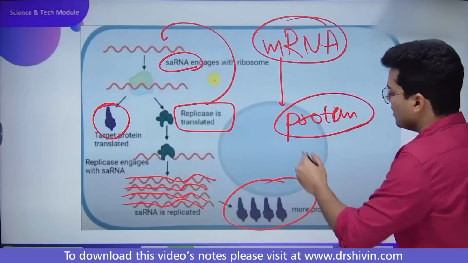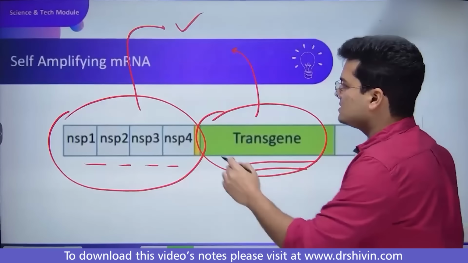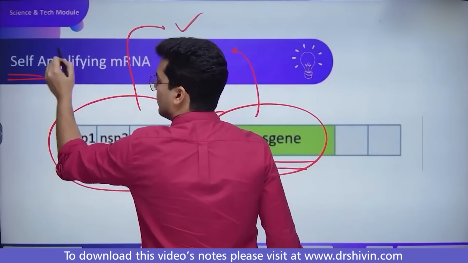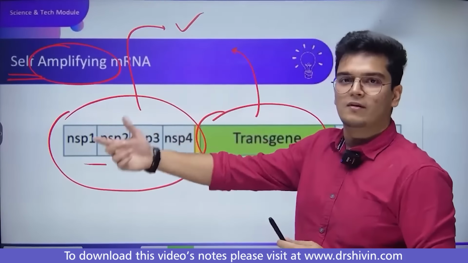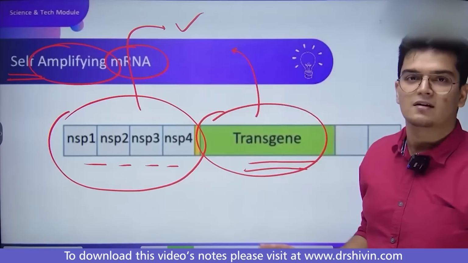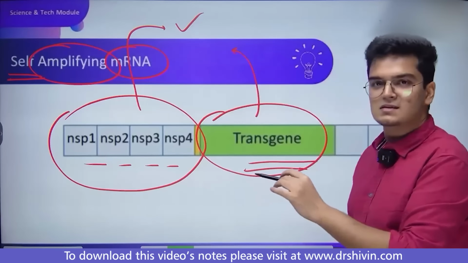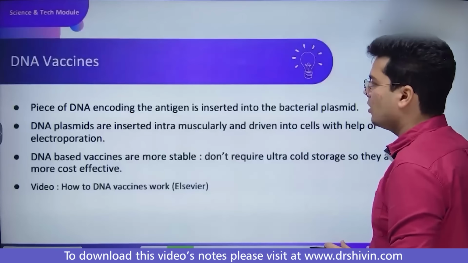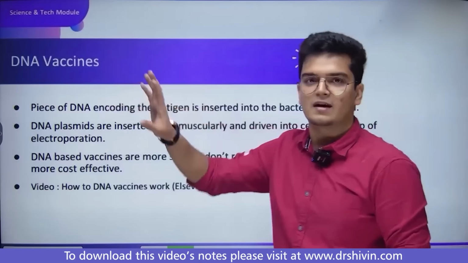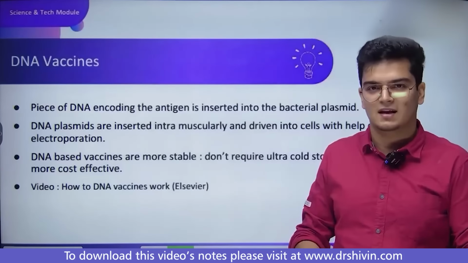This is a new type of technology called self-amplifying. Let's break down the word. Self-amplifying: that which keeps increasing itself, copying itself and increasing its own number. Self-amplifying mRNA. This is a new technology. This is in this year's current affairs. So you know what mRNA vaccine is. You know what self-amplifying mRNA vaccine is. Okay. All right. Now let's see DNA vaccine. As soon as we finish vaccine, I'll give you a break.